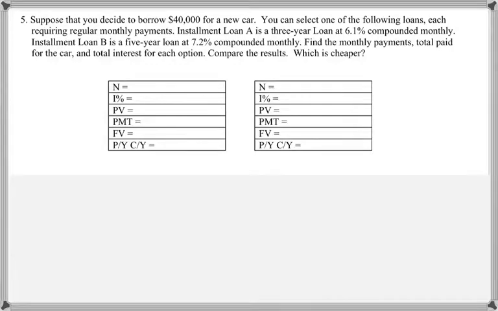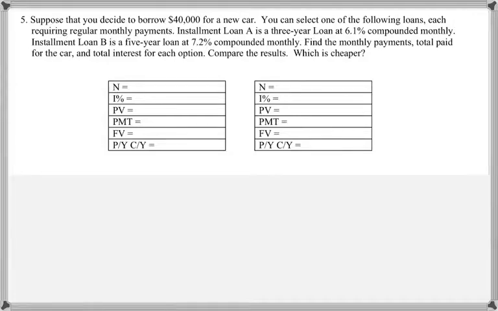Suppose that you decide to borrow $40,000 for a new car. You can select one of the following loans, each requiring regular monthly payments. Installment loan A is a 3-year loan at 6.1% compounded monthly. Installment loan B is a 5-year loan at 7.2% compounded monthly. Find the monthly payments, find the total paid for the car, and the total interest for each option. Compare the results. Which is cheaper?